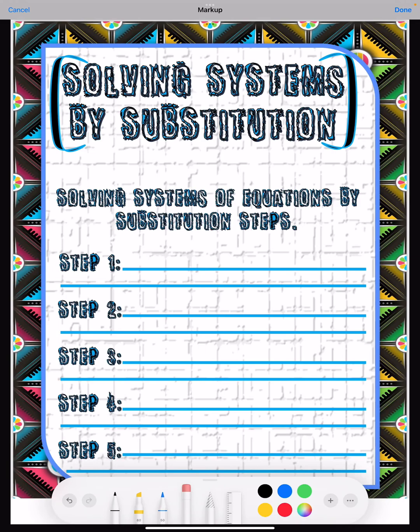So here's just some review steps that we did cover. We just kind of called them, we didn't look at them like a step-by-step process. So that's what this review sheet is going to show you to do.